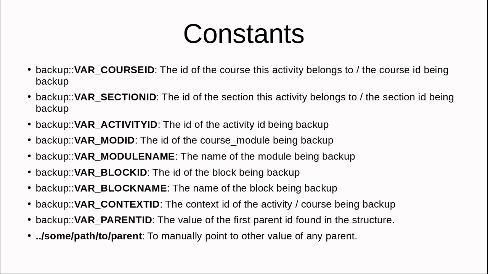There are a number of constants that have been defined, which you use in your backup as you're coding for your backup, and they give you information about the current activity being backed up. So you have things like course var underscore course ID, which gives you the course ID, and other ones are section ID, activity ID, the module ID. You also have the module name and block name, the context ID, and the parent ID. That's the parent ID of the item that is currently being created, the structure that's currently being created. And as I mentioned earlier, sort of like XML, you can use XPath to get information from another part of what will eventually be an XML file.